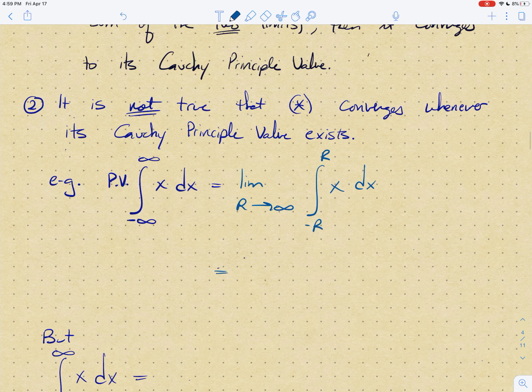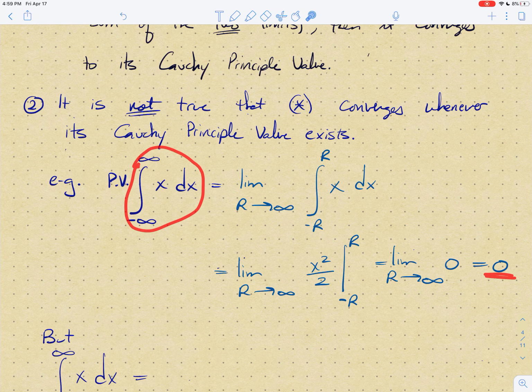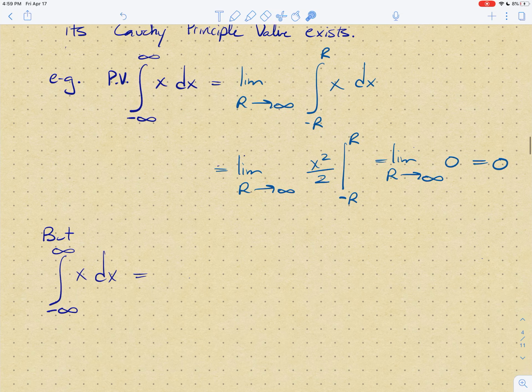So far, so good, no problems. This is going to be the limit as r goes to infinity of what? When we integrate x, we get x squared over 2, and we're going to evaluate this from minus r to r. And now when I plug in r, I get r squared over 2 minus minus r all squared over 2. And you just get r squared over 2 minus r squared over 2. So this is the limit as r goes to infinity of 0, which we all know is 0. So the Cauchy principal value of this integral is just 0.